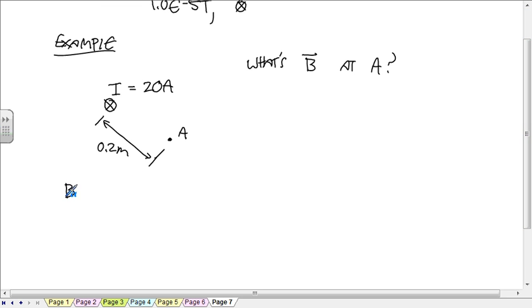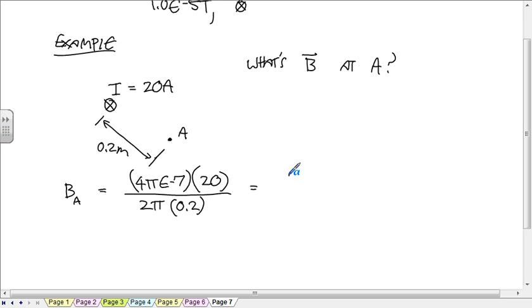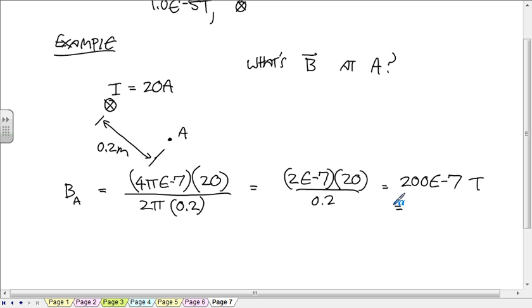So first, to calculate the magnitude, we have 4 pi times 10 to the minus 7 times the current, 20, divided by 2 pi times the distance, 0.2. And so that is 2 times 10 to the minus 7 times 20 over 0.2. So that is 200 times 10 to the minus 7. So 2 times 10 to the minus 5.